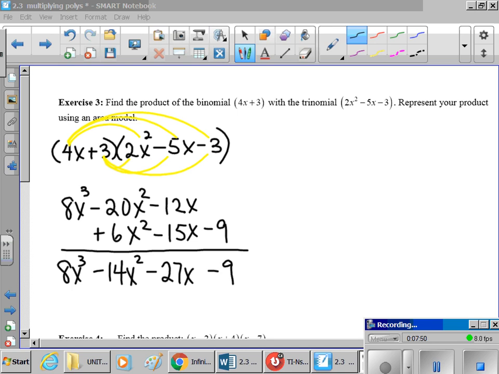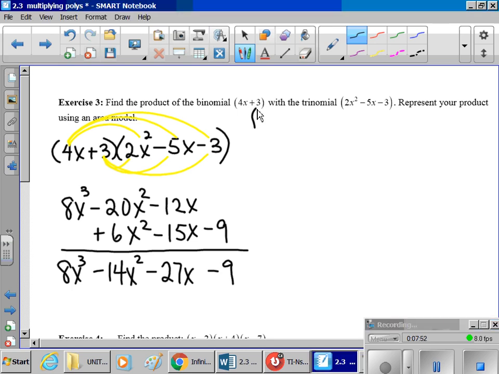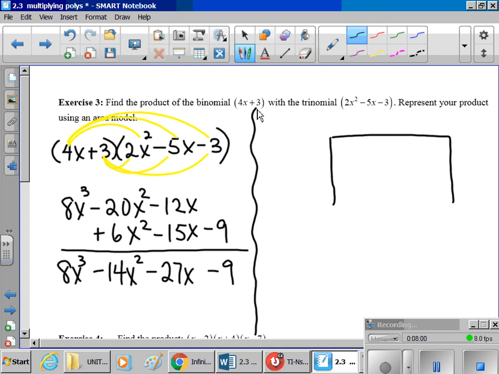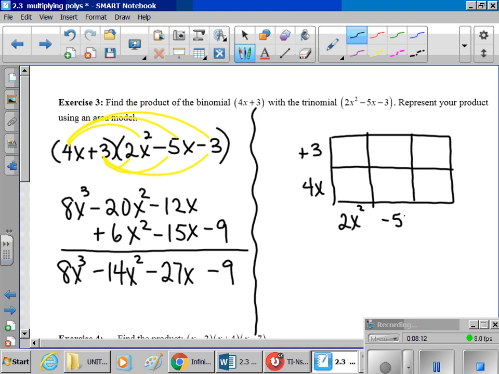Alrighty, so moving on to the other format, which is the area model. So when I set up the area model here now, I have 2 here. So I'm going to do the 4x plus 3 over on this side. And on the bottom, I have 3 of them. So I'm going to put the 2x squared minus 5x and minus 3. Notice how I take the signs in front of them?